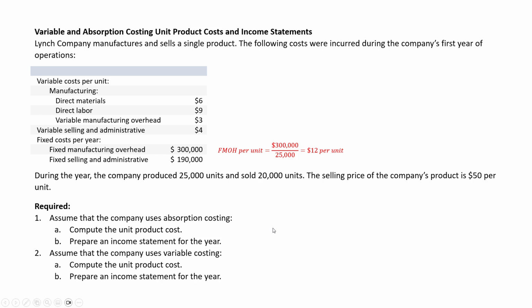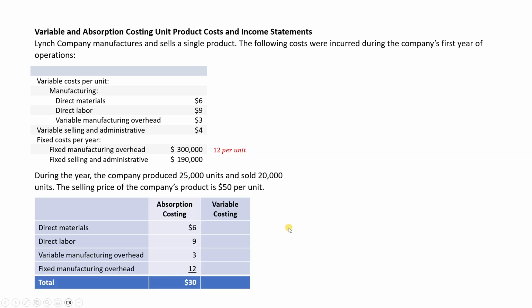We didn't know it up to this point in prior chapters, but everything we've covered about product cost was absorption costing. The inventory absorbs all manufacturing costs: direct materials of $6, direct labor of $9, and both variable overhead of $3 and fixed overhead of $12, for $30 total. Again, we probably didn't know the term before this chapter, but we had covered absorption costing.